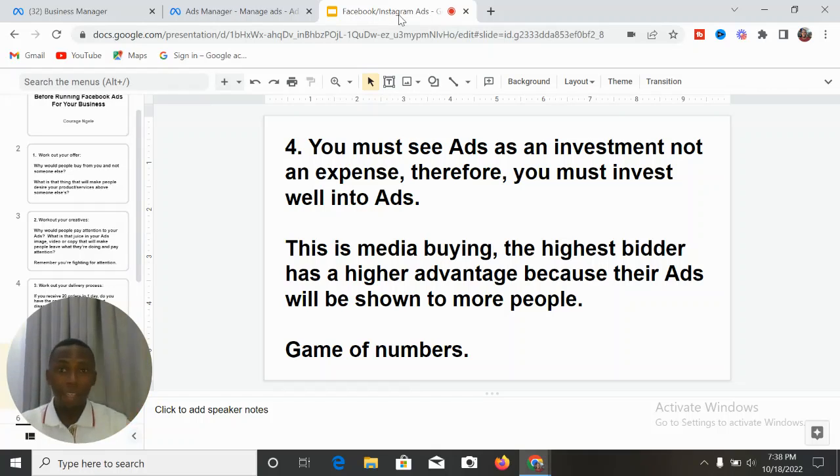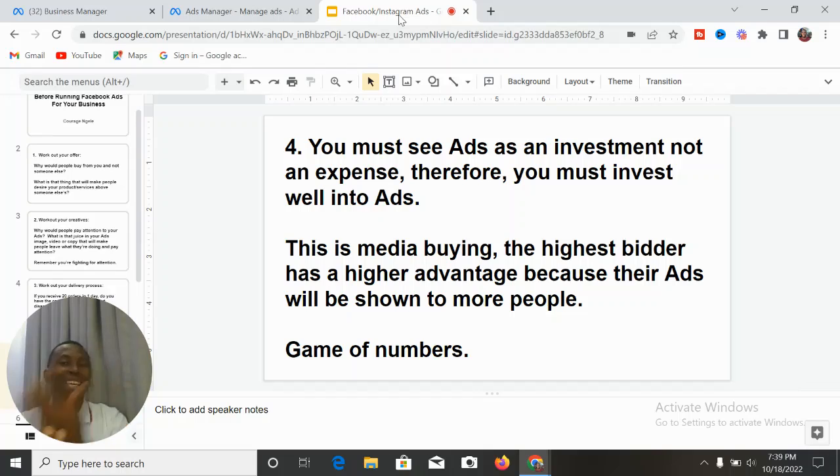This is media buying. Facebook, Instagram, they are the same thing now. YouTube, Google, all these people, they are media buying companies. So they favor the highest bidder. If you spend 3,000 naira on adverts and they show your advert to 3,000 people, it means that if I spend 10,000, they will show my advert to 10,000 people, right? More than that. I'm just giving an example.